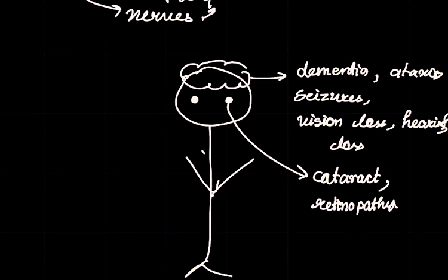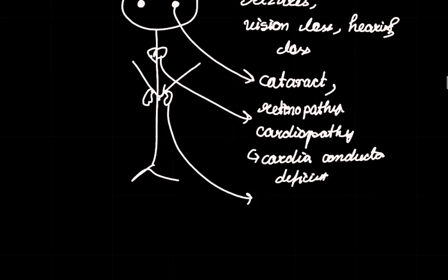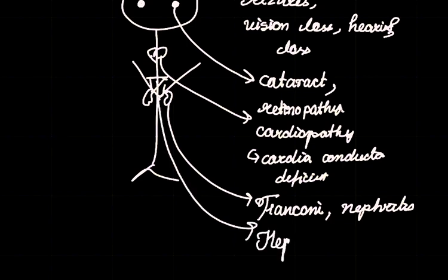In the heart, they get a lot of cardiopathy, especially the kind related to conduction, especially cardiac conduction deficit. Kidney as well. In the kidney, the person would get Fanconi syndrome or nephritis. Even in the liver, they would get hepatic steatosis. That means a lot of organs can be affected.